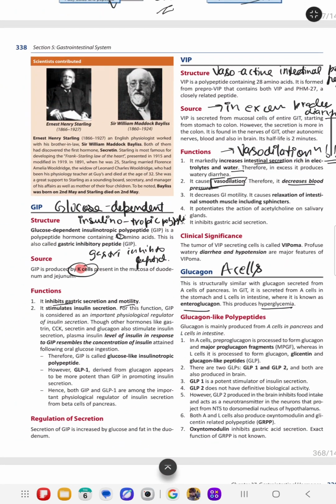Then GIP is basically glucose dependent insulinotropic hormone. It's also called gastric inhibitory peptide, but a more proper name for it is glucose dependent insulinotropic hormone. It's also a polypeptide. It's secreted by K cells. We have G cells, I cells, K cells, S cells, right? Gastrin, CCK, secretin, and then our GIP.